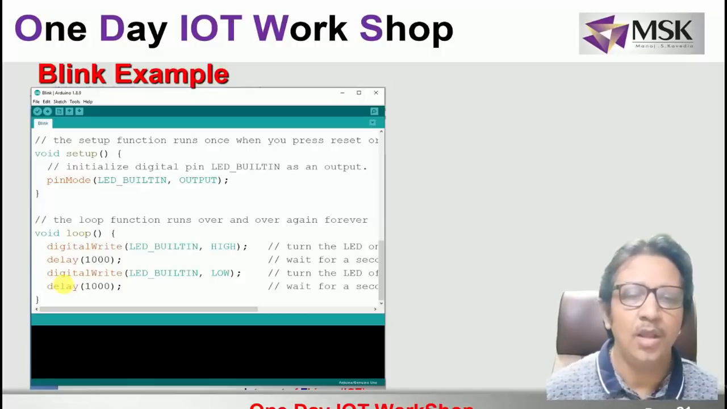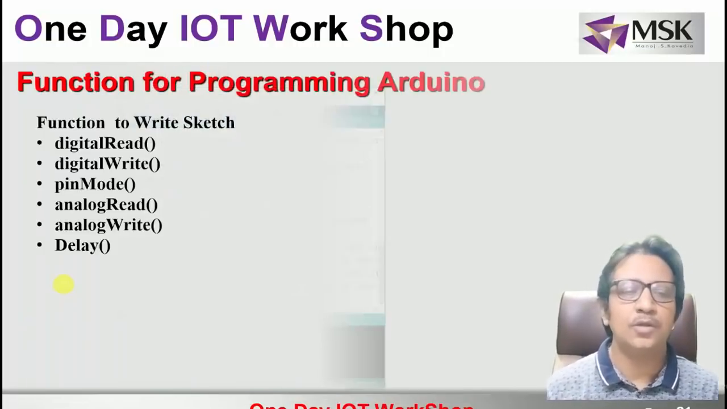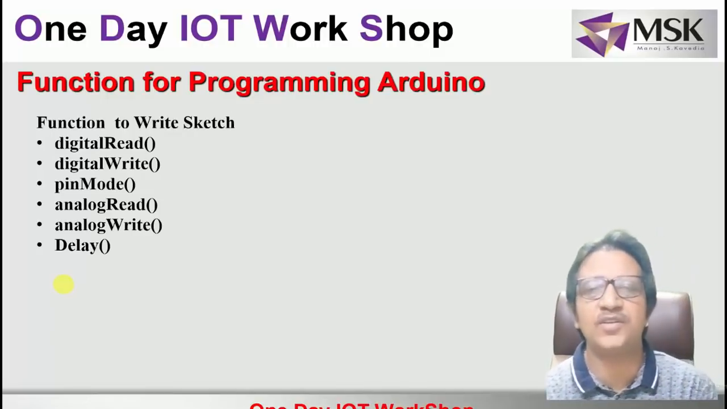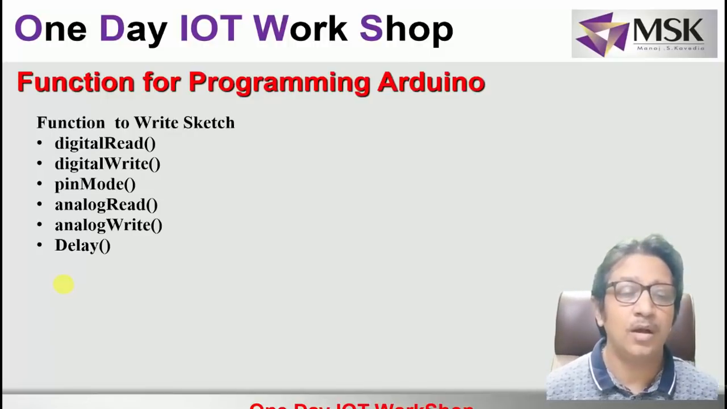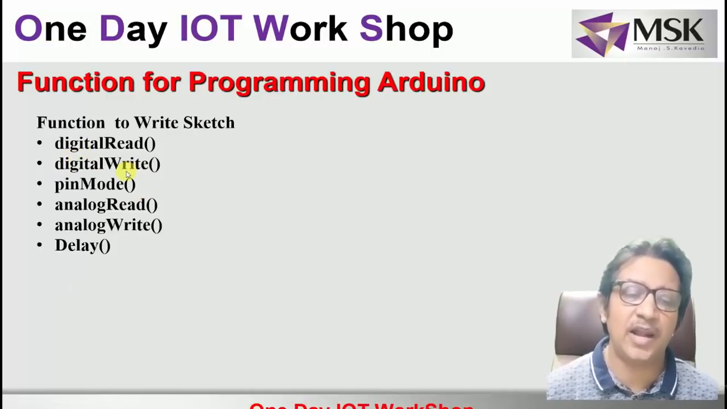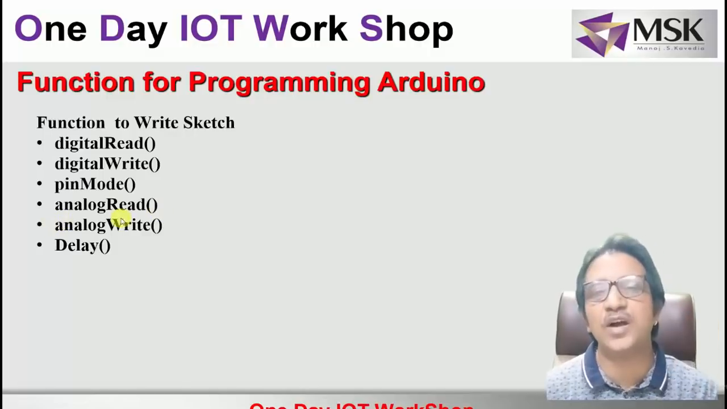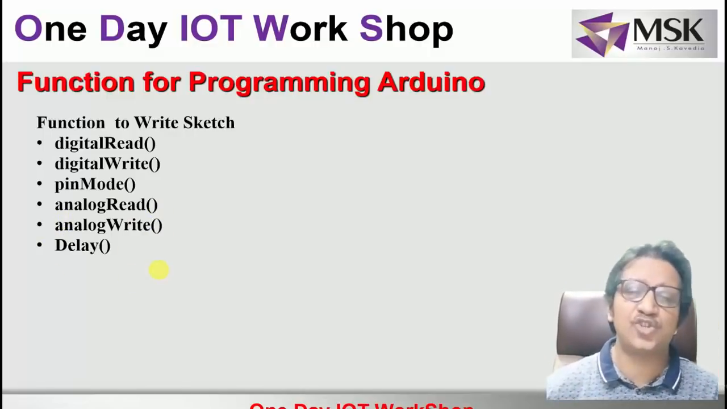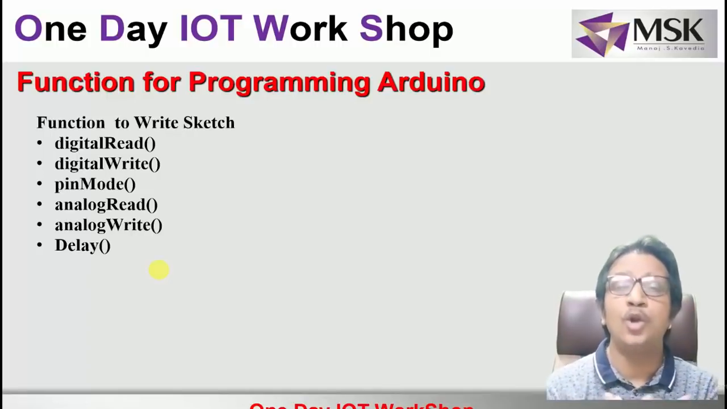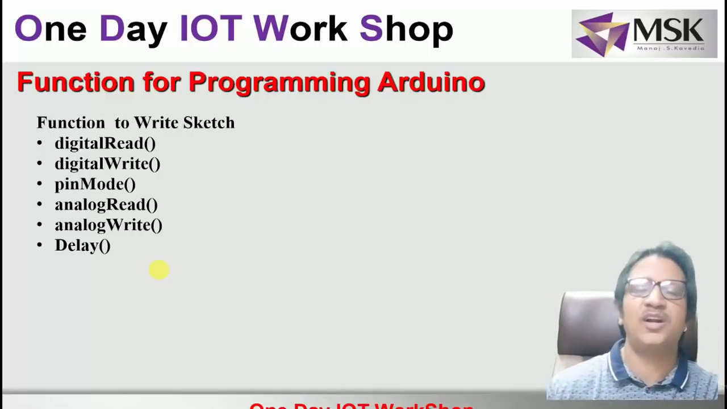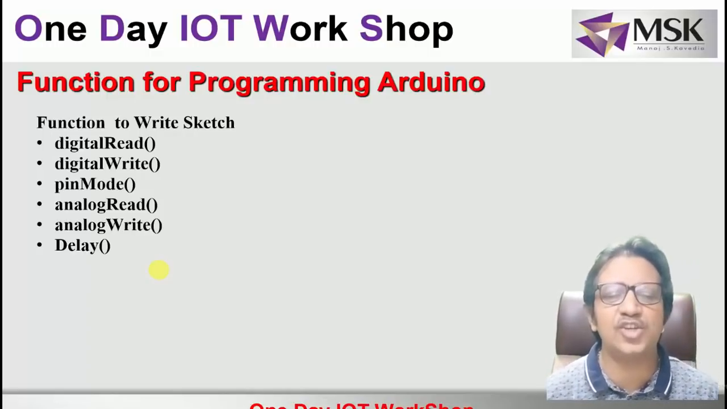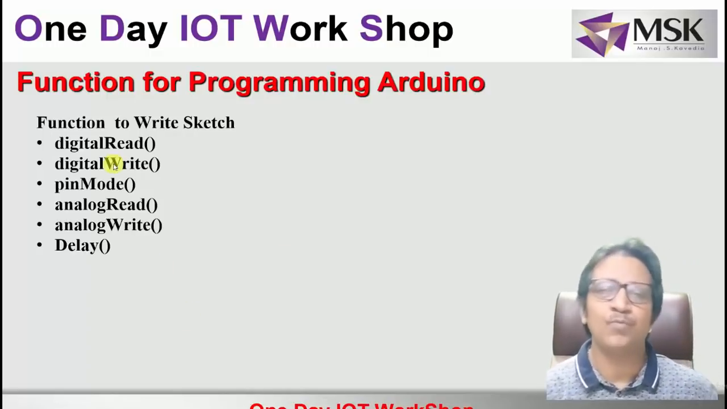Now let's see what the different functions are. From 5 to 6 functions minimum are needed to understand. Out of that, first is digitalRead, second is digitalWrite, the next is pinMode, analogRead, analogWrite, and delay. These are the functions needed for my programming. By the next session, we'll be using these functions to read the data from the sensor and to output the data to the actuators, controlling the intensity. So basically by the next session, we'll be moving with these functions only.